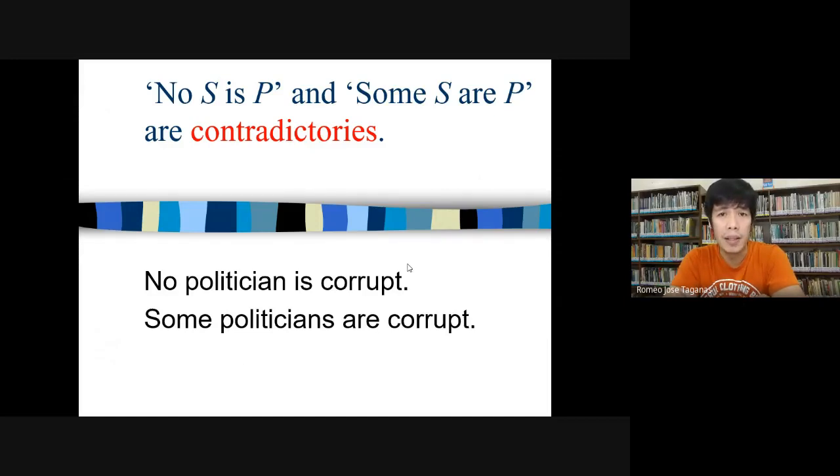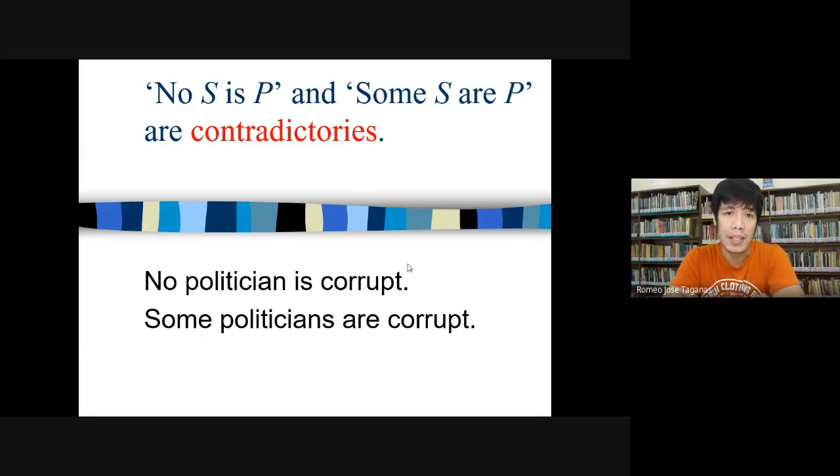There's another way of writing this example. Pwede mo sabihin, all politicians are not corrupt. That is the other way of writing this proposition. Pareho lang yon, ha? No politician is corrupt and all politicians are not corrupt. So again, what proposition has a negative quality and a universal quantity? Okay, you can go back to the square of opposition and you will find out that it is an E proposition. An E proposition is universal negative. So the first example is an E proposition.